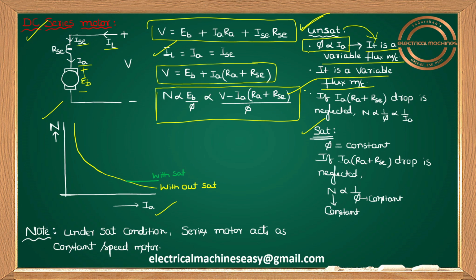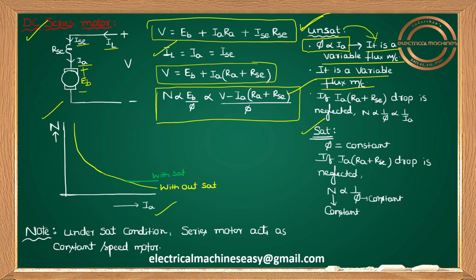First of all, before that, please try to see here in this relation, RA value, armature resistance, I already told it is around 1 ohm. RSC, series field winding resistance, also around 1 ohm. Because RA, RSC values are very, very less, IA into RA plus RSC is very, very negligible. I can neglect this drop.